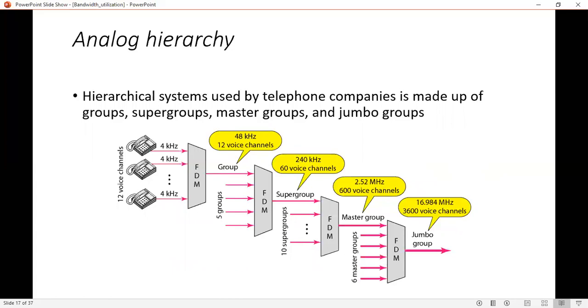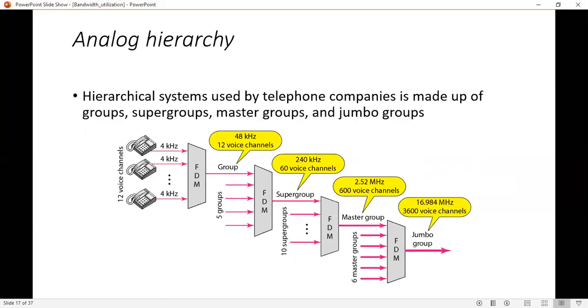Next is analog hierarchy. Hierarchical systems used by telephone companies are made up of groups, subgroups, supergroups, master groups, and jumbo groups. From the figure, you can see that there are 12 voice channels, each of 4 kilohertz. Each occupies 4 kilohertz, which is combined to form a group. This group is of 48 kilohertz, and combines 12 voice channels.